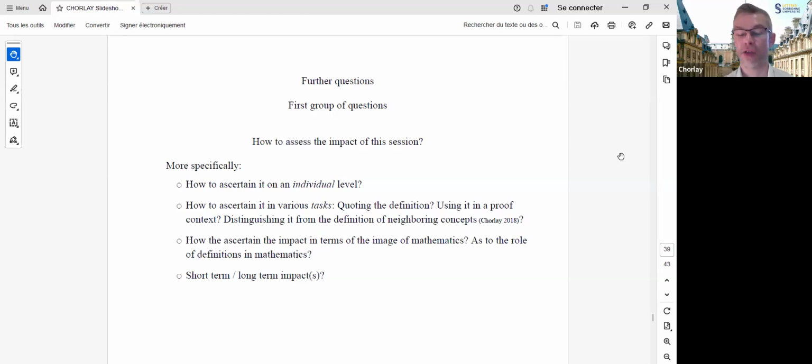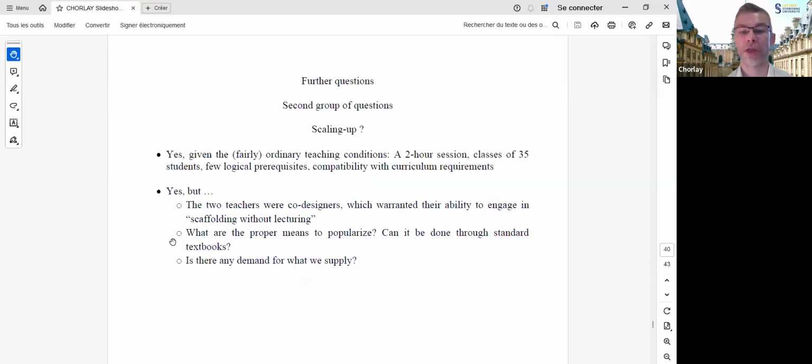But it's a challenge to design ways to specifically evaluate the impact of such a session, because we have many different expected impacts. So, for instance, you can have very general impacts. For instance, the impact on the image of mathematics as to the role of definitions in mathematics, because it was probably the first time in their education that students were involved in a defining process. So it was not only about limits, it was also about what mathematics is about and what definitions are and are for.